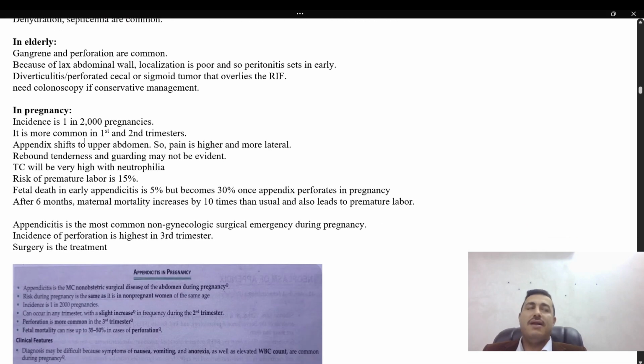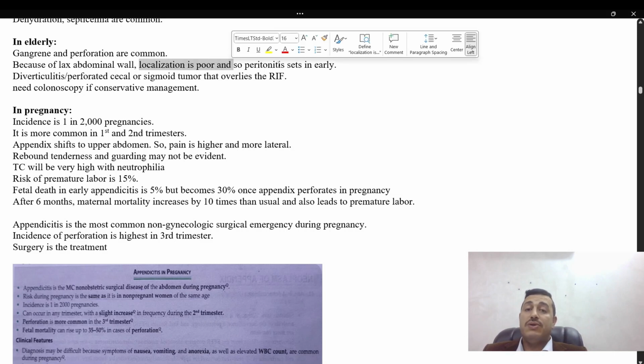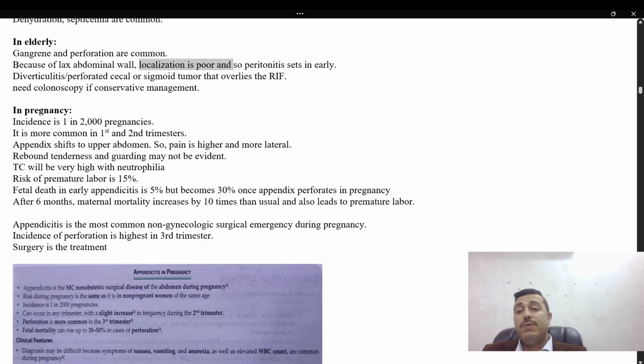In the elderly, it's similar to children. Gangrene and perforation are more common when we compare it to the classic young patient. Localization is poor, and so peritonitis is early. The problem with the elderly is that we have a wide spectrum of differential diagnoses. We cannot know if this is diverticulitis or a perforated cecal or sigmoid tumor. So if we treat it conservatively, please do not forget colonoscopy.